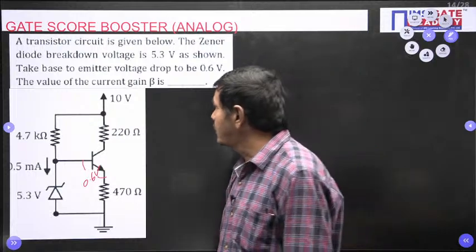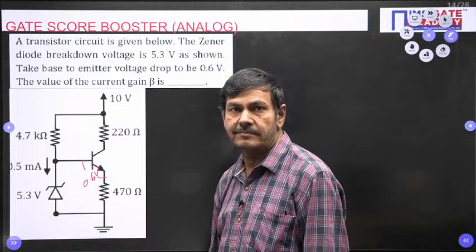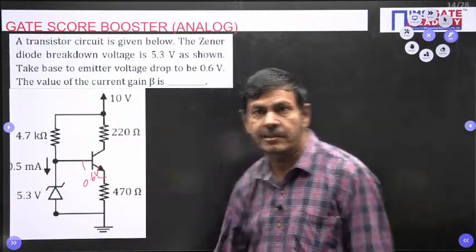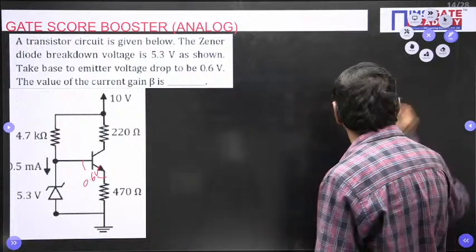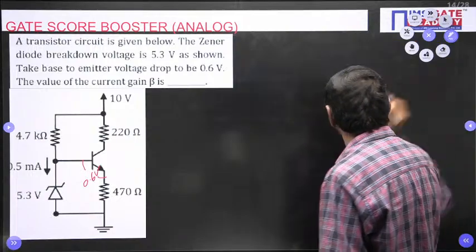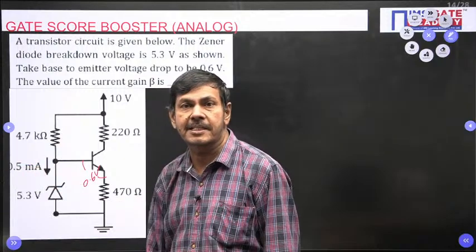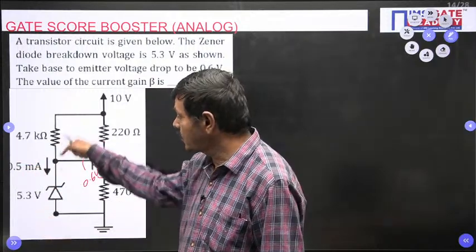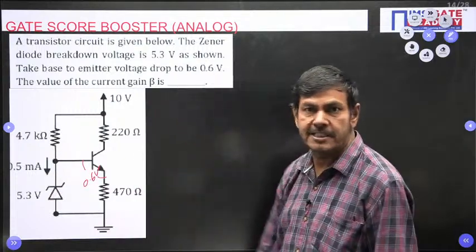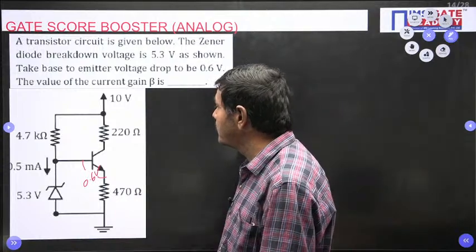Next one, the value of current gain beta is asking to measure the beta value. That means the current gain available for this common emitter configuration is equal to how much? How to get the beta value here? The current passing through the Zener is given as 0.5 milliamperes, clearly given in the problem itself. So how can I measure the beta value?